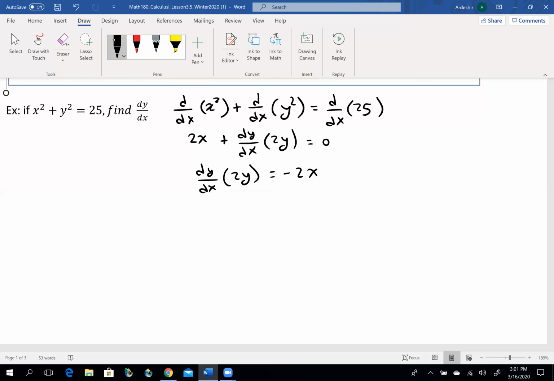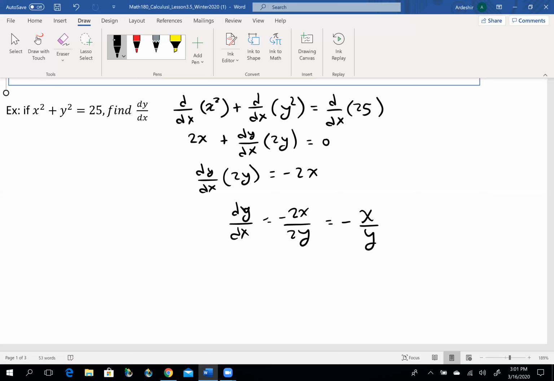And then now, again, I want to isolate dy/dx. What's bothering me is 2y, so I'm going to divide both sides by 2y. So dy/dx is equal to negative 2x over 2y. And then 2 divided by 2 is 1. So finally, dy/dx is going to be negative x over y. So the dy/dx for this function, if x squared plus y squared equals 25, is going to be negative x over y.